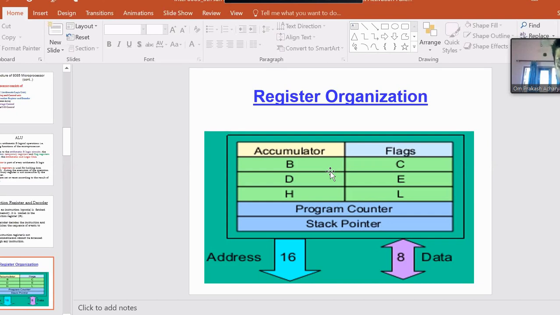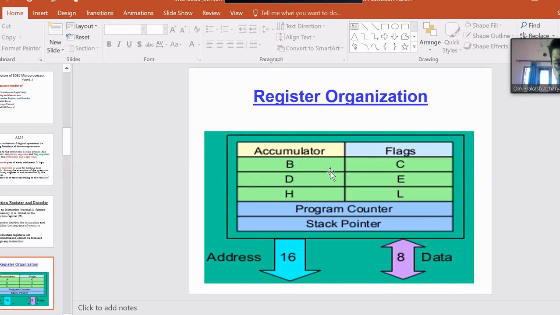HL has a special job. What is that job? It will store the 16-bit address. That is, any content in the HL pair indicates a particular memory location, or the address of that particular memory location. Okay. So that will be clear when you go for instructions.